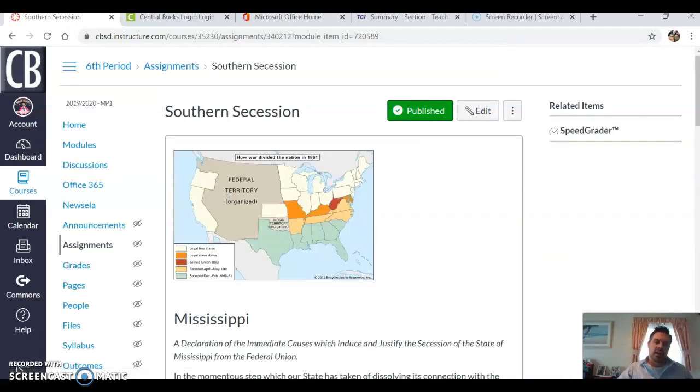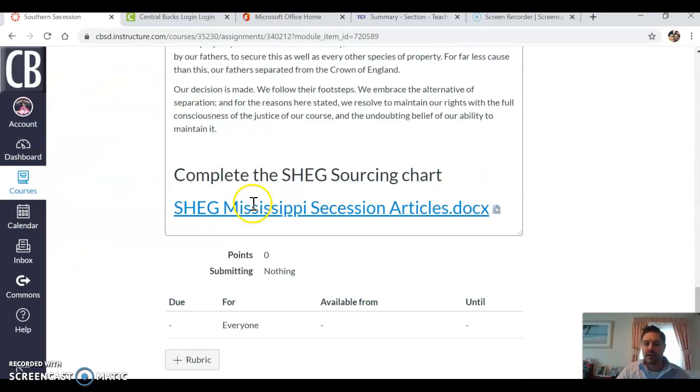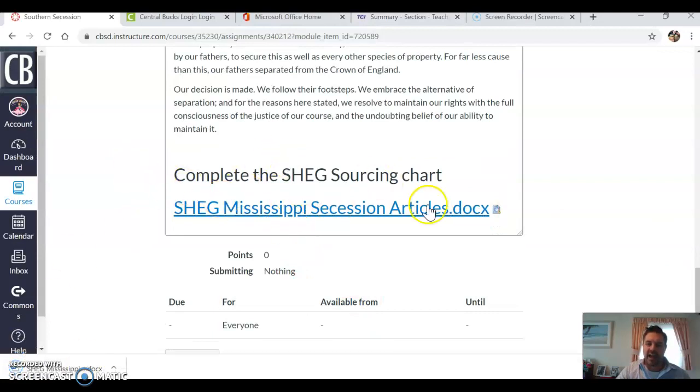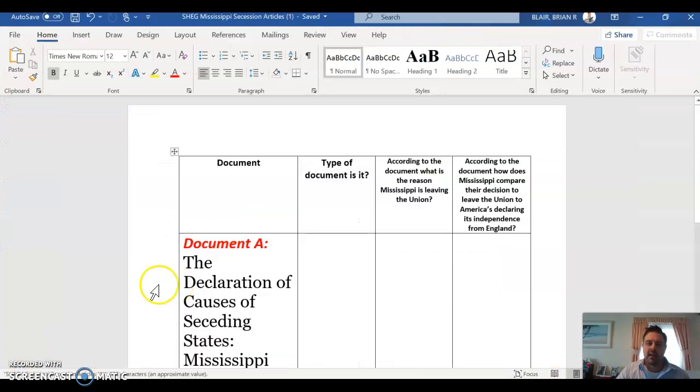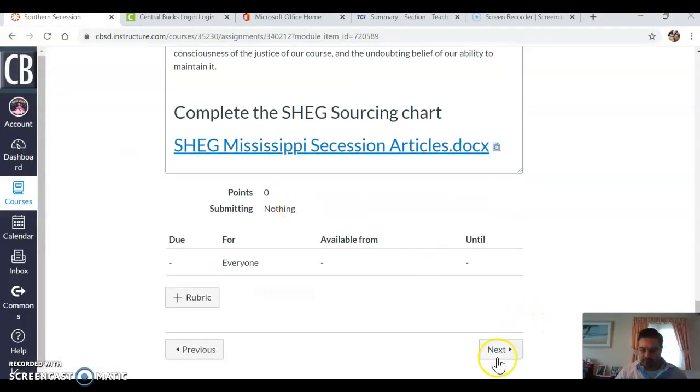On the next page here, it talks about Southern secession, and what I have included is a declaration from the state of Mississippi. This is what they wrote to the federal government explaining why they were leaving the Union. Once you read over that, click on this link here. This is a SHEG Mississippi secession articles sourcing activity, the same format that we've used all year. Type a document. According to the document, why is Mississippi leaving? According to the document, how does Mississippi compare the election of Lincoln to America declaring its independence?